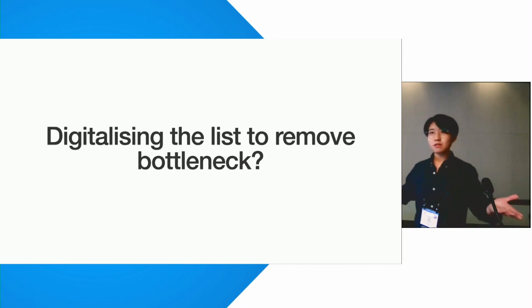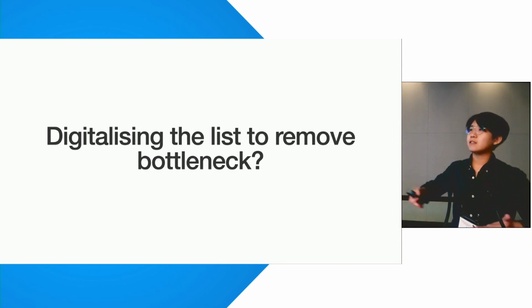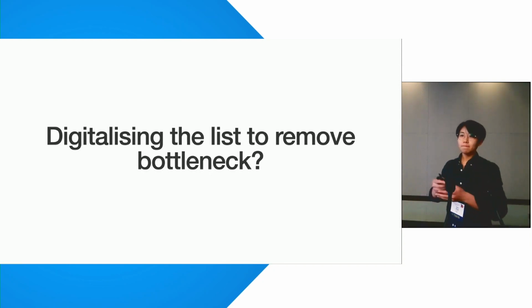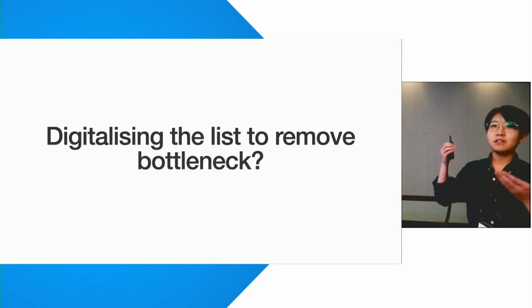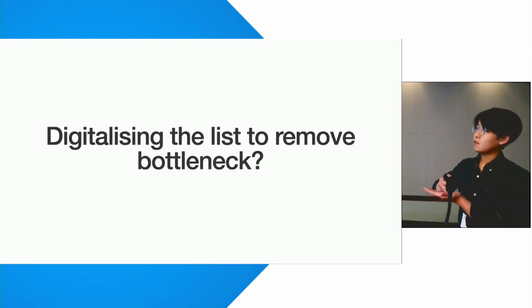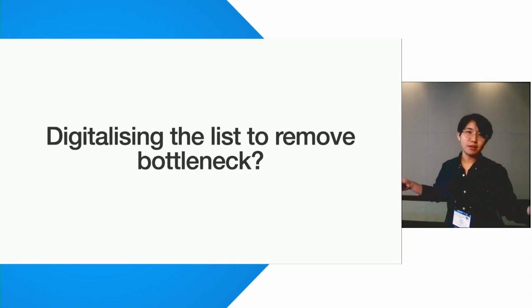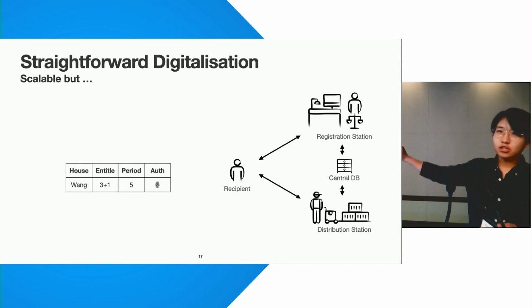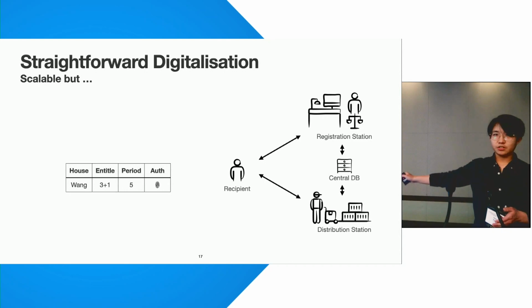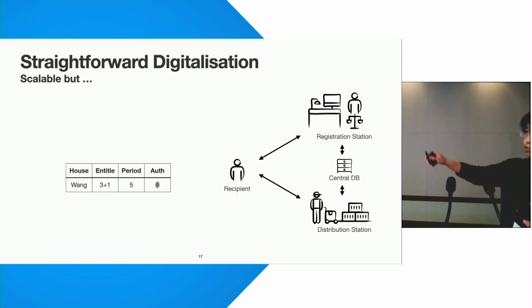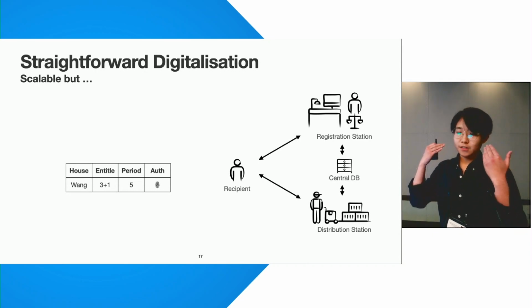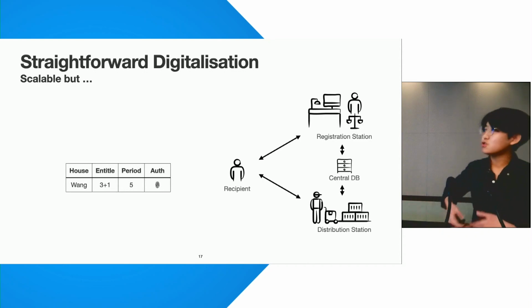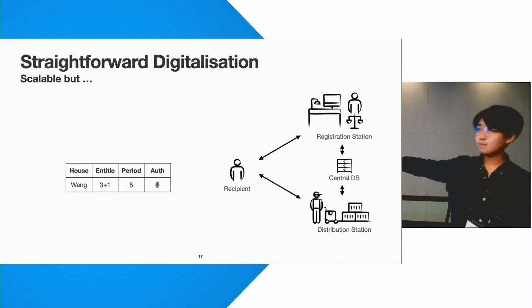So now we have seen the whole process of the aid distribution program, and we know what functionalities a digital system must provide. We also noticed that actually the bottleneck is the paper list. So what if we just digitalize this name list? A straightforward digitalization would be to set up a central database that is shared between the stations. We put all the data into this database, and to check legitimacy and to prevent double dipping, we just use strong authentication, for example, biometrics.